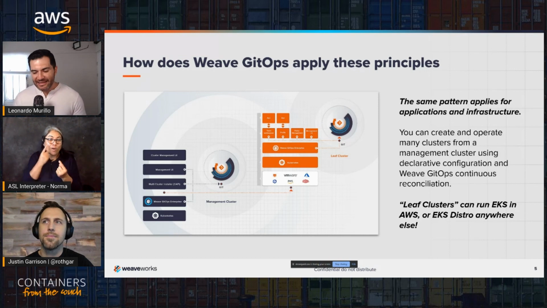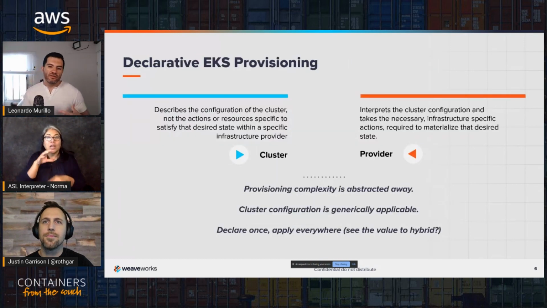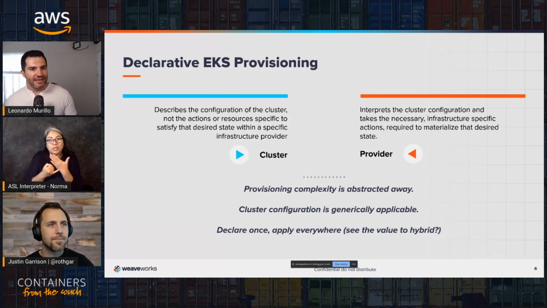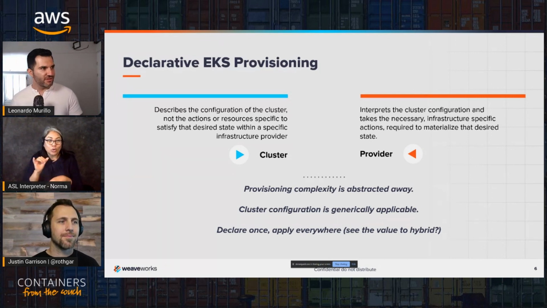And the reason that it is so powerful is because we're using something called Cluster API, which is another project by the CNCF. As a matter of fact, it's something that EKS Anywhere is also using to provision itself.